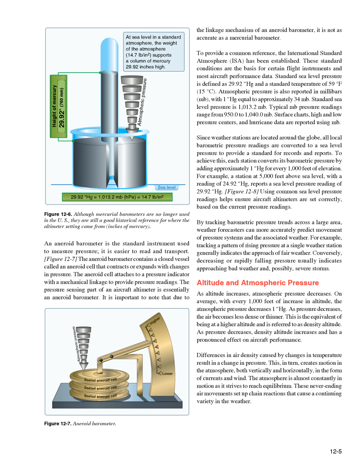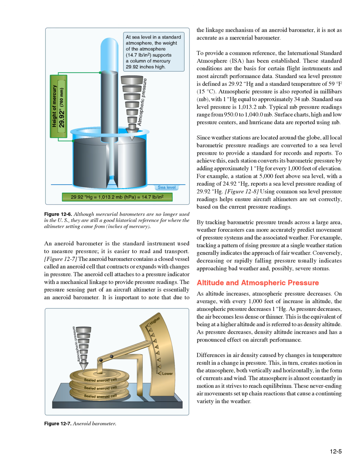Since weather stations are located around the globe, all local barometric pressure readings are converted to a sea level pressure to provide a standard for records and reports. To achieve this, each station converts its barometric pressure by adding approximately 1 Hg for every 1,000 feet of elevation. For example, a station at 5,000 feet above sea level, with a reading of 24.92 Hg, reports a sea level pressure reading of 29.92 Hg.